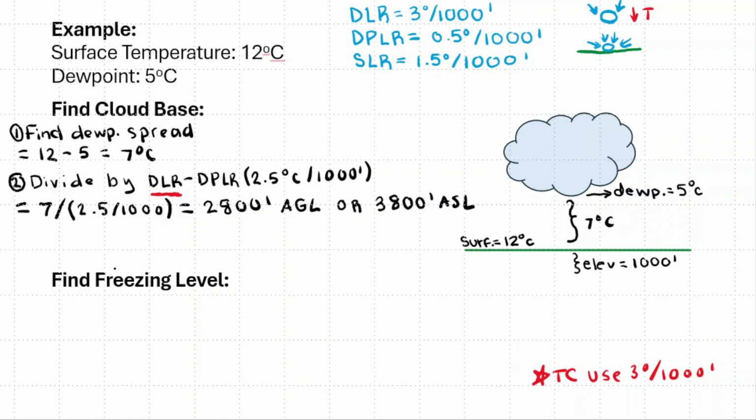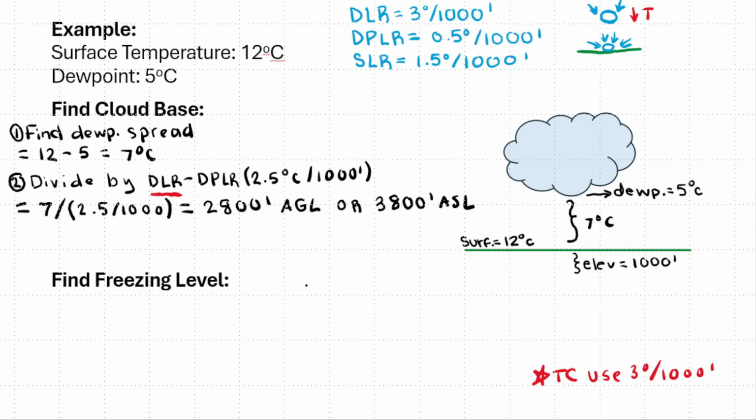Perfect. So that's literally all you have to do to find the cloud base. We found the dew point spread, 7 degrees, and then we divide it by the rate at which the air here is cooling adiabatically, which in our case, taking in the dry adiabatic lapse rate and the dew point adiabatic lapse rate becomes 2.5 degrees per 1,000 feet. And now we found our cloud base.